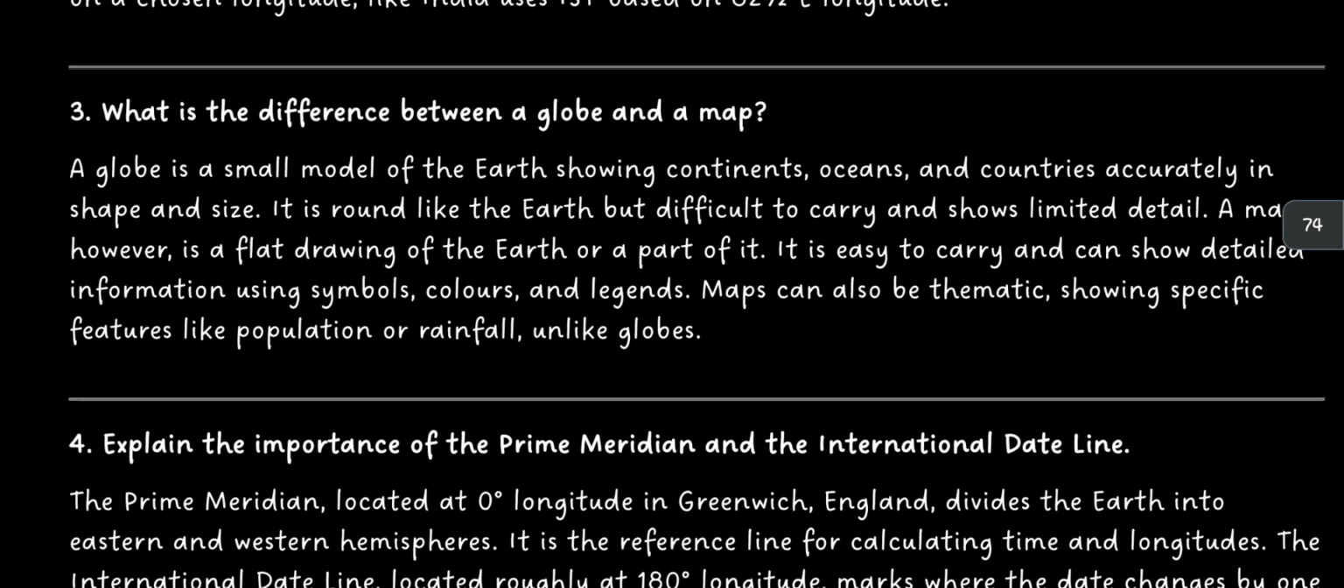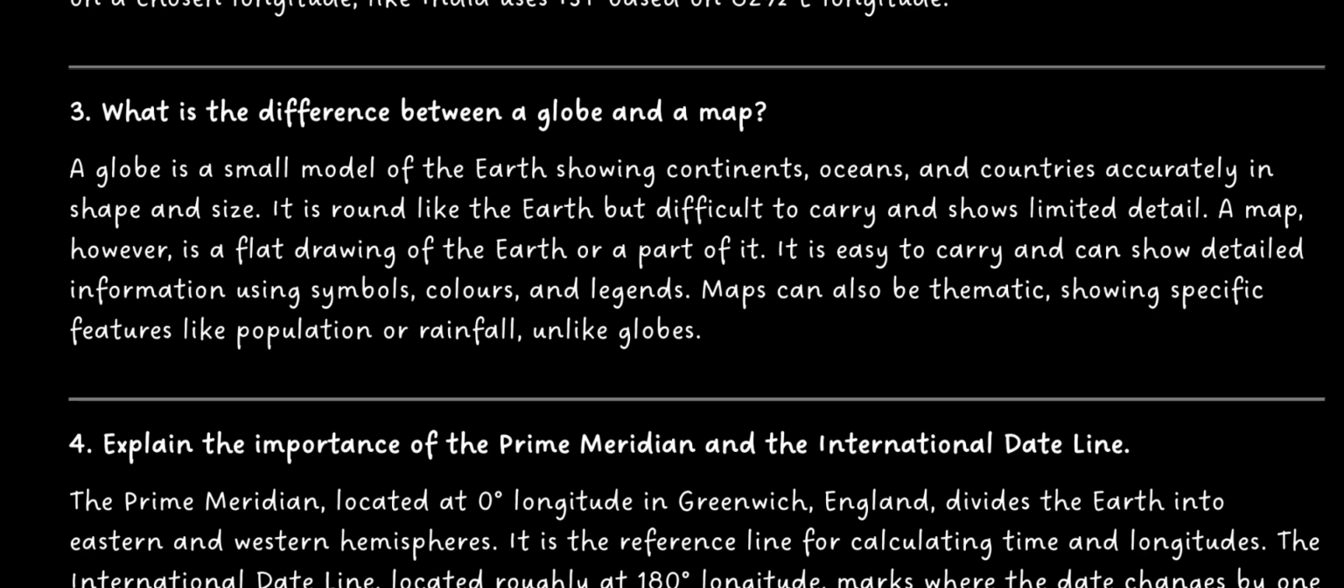Question number 3. What is the difference between a globe and a map? A globe is a small model of the earth showing continents, oceans and countries accurately in shape and size. It is round like the earth but difficult to carry and shows limited detail.